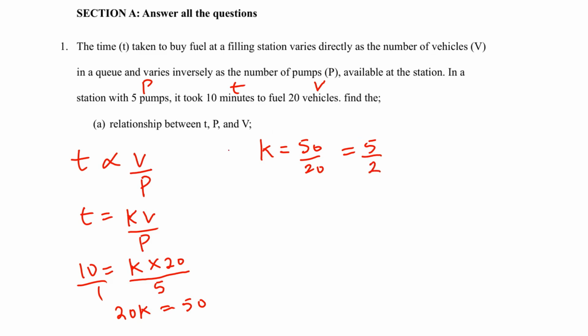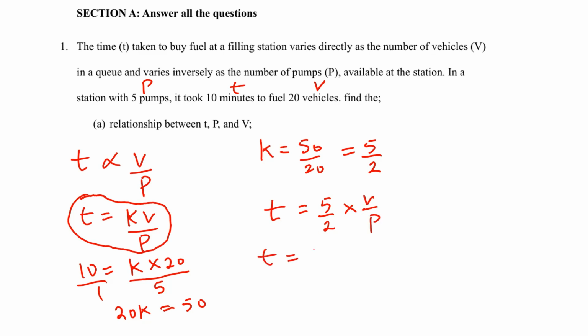Now back to the question, which is find the relationship between T, P, and V. Actually, this is the relationship between T, P, and V. All you need to do now is replace the value of the constant K there. We have our answer is T equals to 5 over 2 times V over P. So T equals to 5V over 2P. So this is our answer. This is the relationship between T, P, and V.